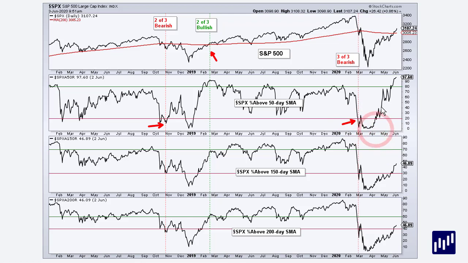And we have 1 of the 3 moving above its bullish threshold, the percent above the 50-day EMA. But you can see that still less than 50% of stocks are above the 150-day, and less than 50% are above the 200-day. So I'm going to test each of these individually and then as a group.